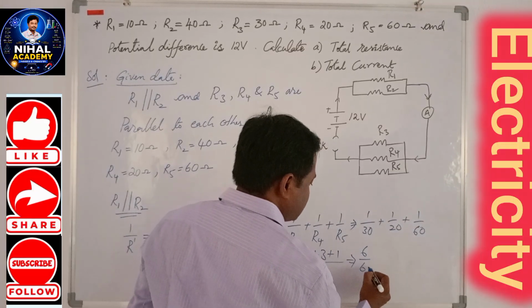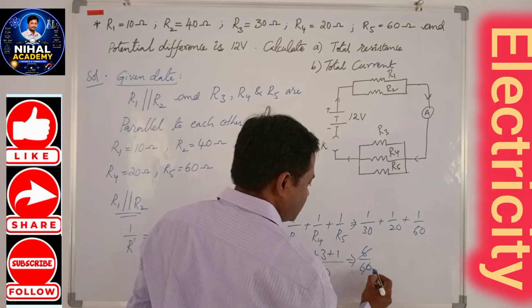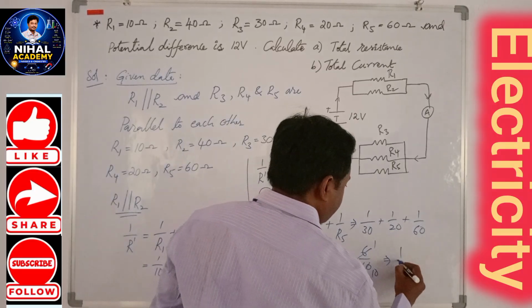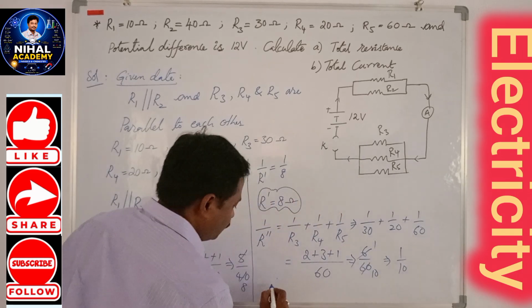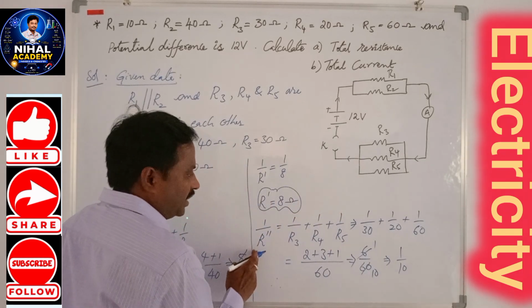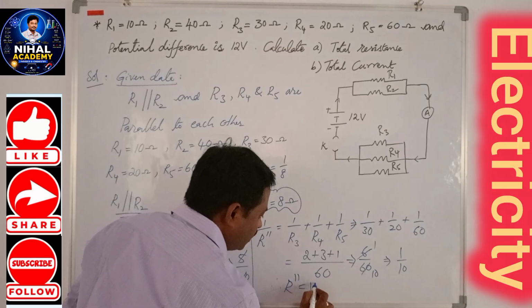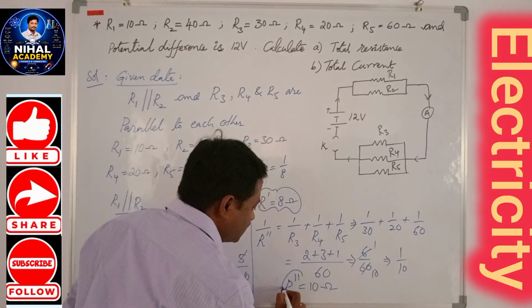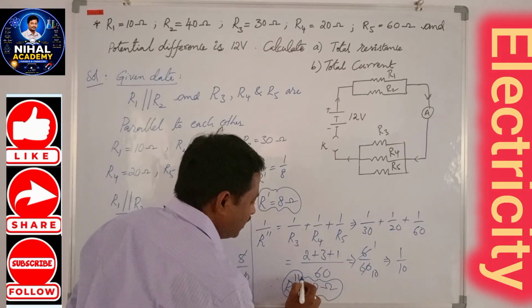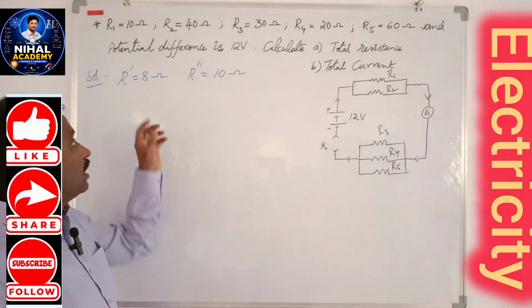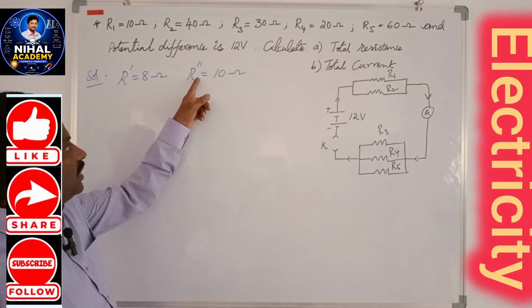6 by 60. Then 60 means 6 one time and here 10 times. So this is equal to 1 by 10. Therefore 1 by R double dash is equal to 1 by 10. So R double dash is equal to 10 ohm. So we calculated R dash and R double dash.